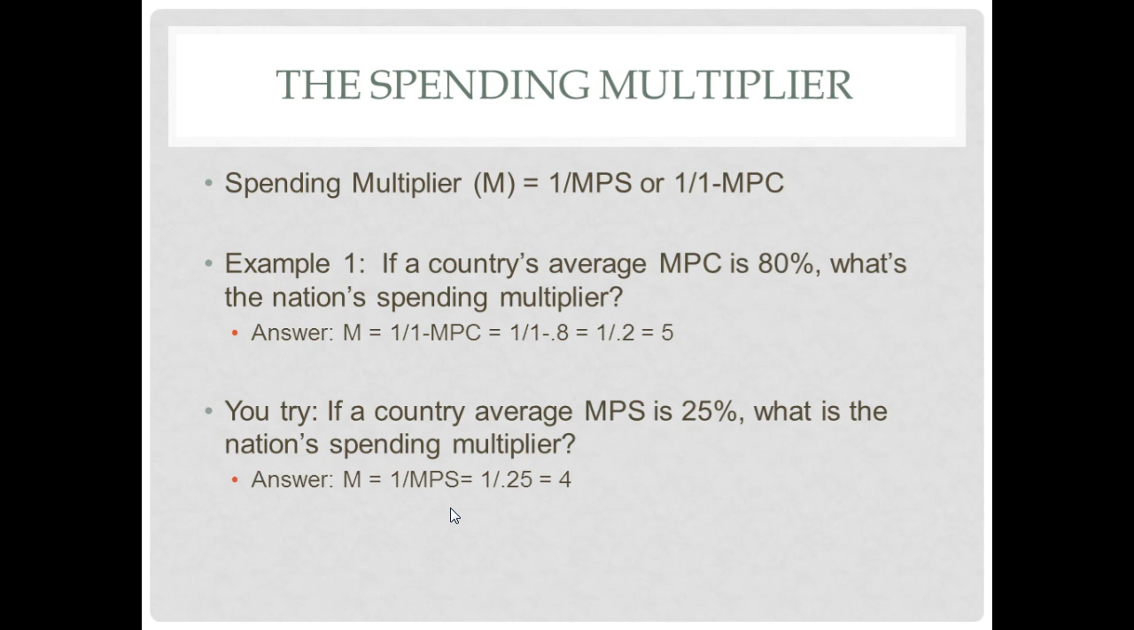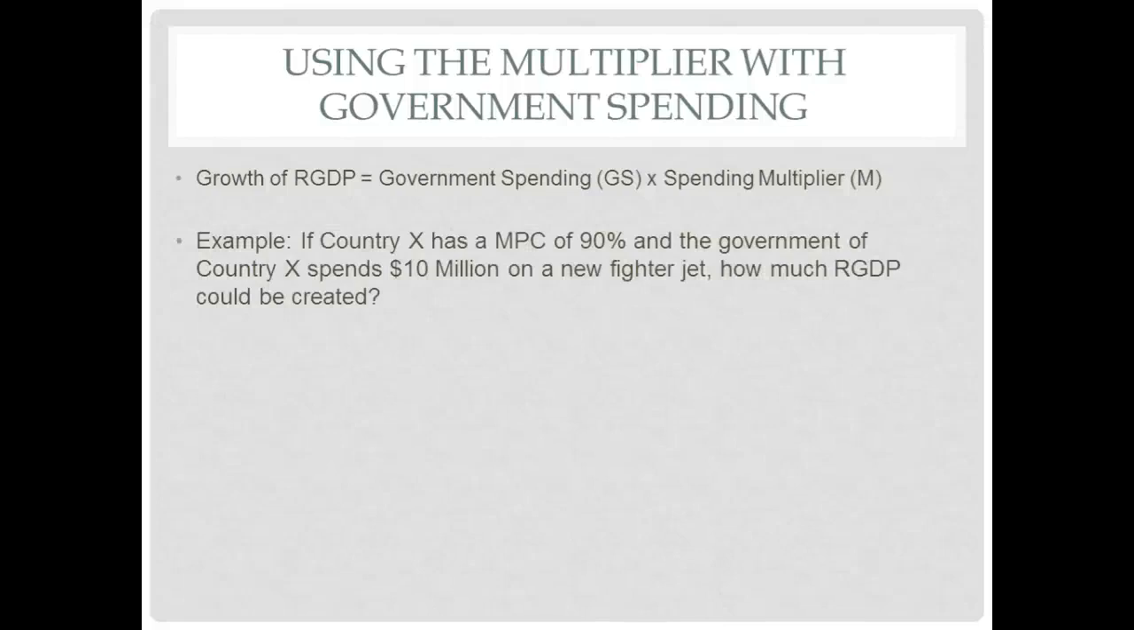All right, now that we know how to calculate a multiplier, we probably want to know how to use it. So here's how we do so. If we want to know how much our GDP is going to grow, we simply calculate the amount of government spending times the multiplier. So for example, if country X has an MPC of 90% and the government of country X spends 10 million on a new fighter jet, how much GDP could be created?